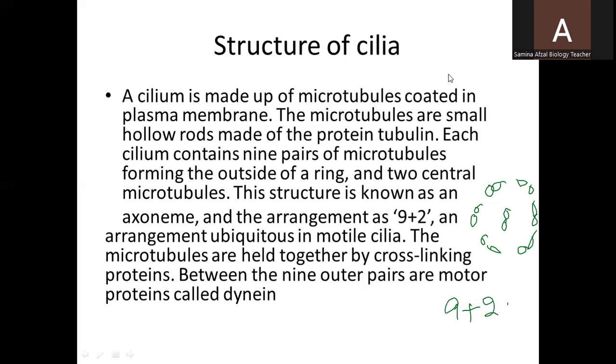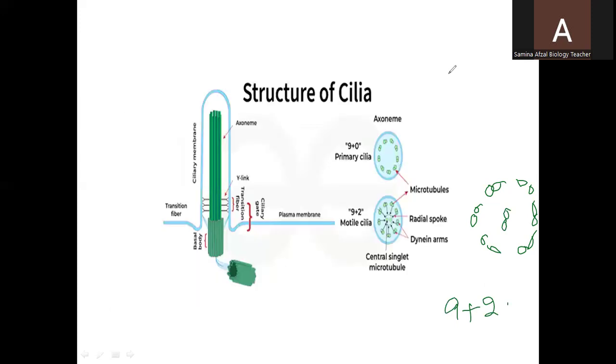You can see the structure of these cilia. They are very similar to the structure of microtubules and centrosomes. These microtubules are held together to make the structure of the cilia. Here you can see the axoneme, which is made up of 9 pairs of microtubules, very close to the boundary, and 2 are present in the center. So they will make 9 plus 2.